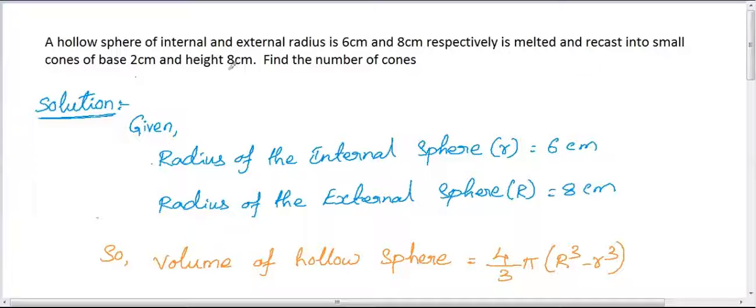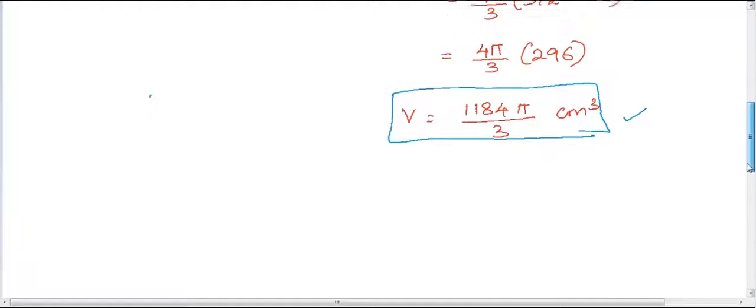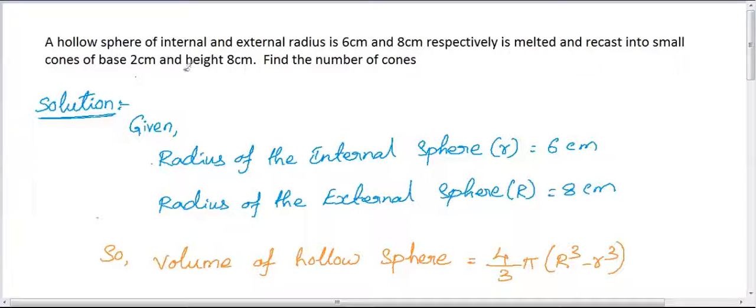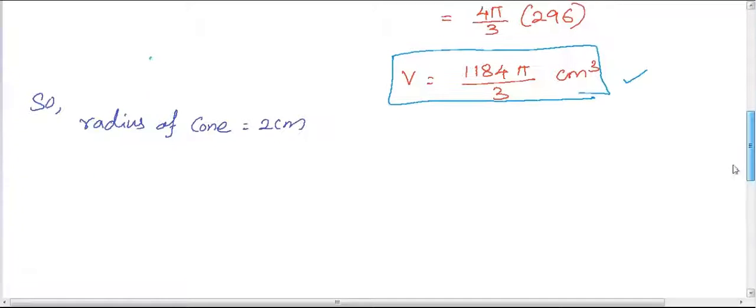Also given is that it is melted into cones. The cone dimensions are given: the radius of the cone r is 2 centimeter and the height of the cone h is 8 centimeter.